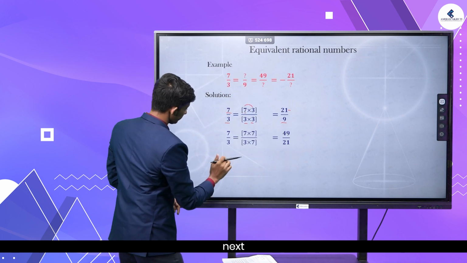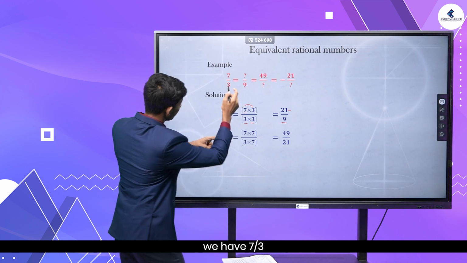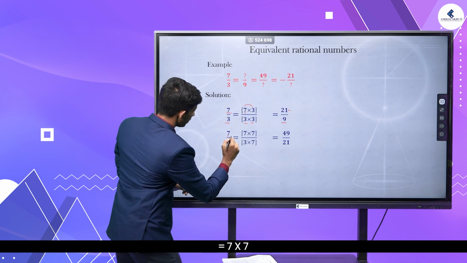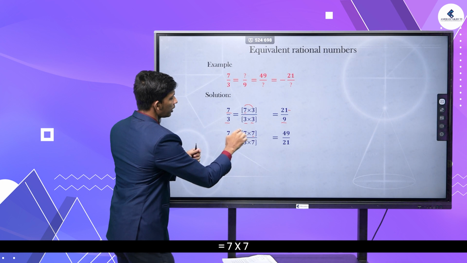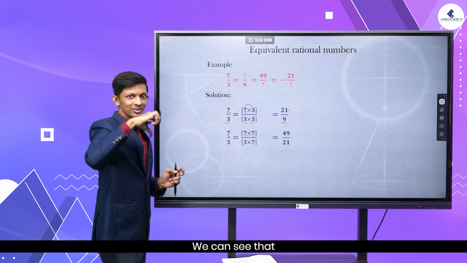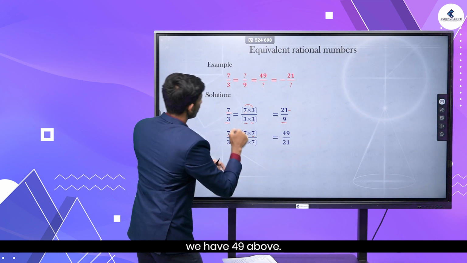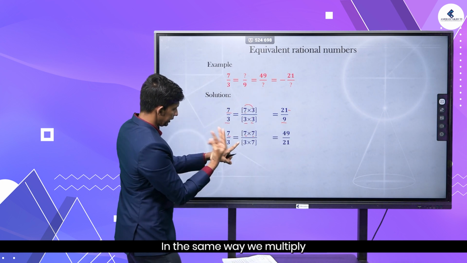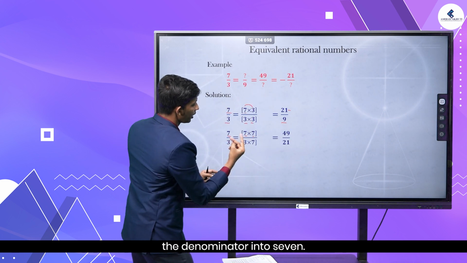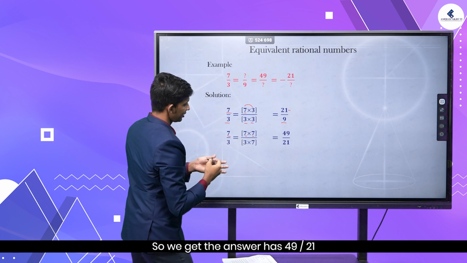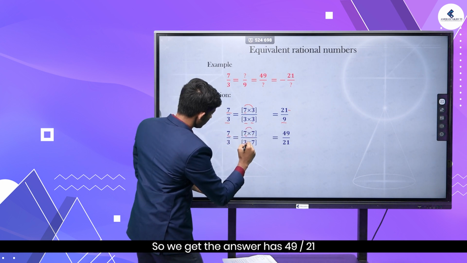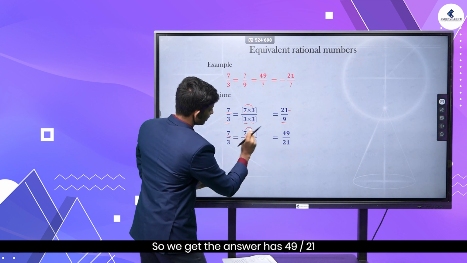Next, we have 7 by 3, which is equal to 7 into 7. We can see that we have 49 above. In the same way, we multiply the denominator by 7. So we get the answer as 49 by 21.